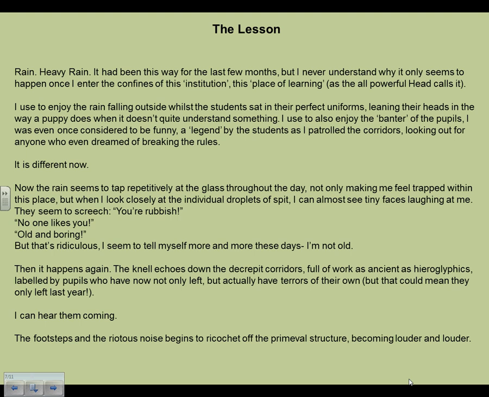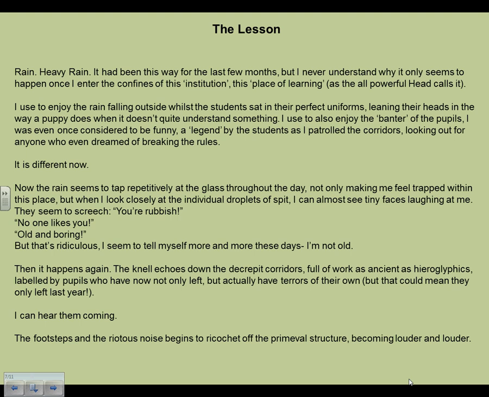I used to enjoy the rain falling outside whilst the students sat in their perfect uniforms, leaning their heads in the way a puppy does when it doesn't quite understand something. I used to enjoy the banter of the pupils. I was once even considered to be funny, a legend by the students as I patrolled the corridors, looking out for anyone who even dreamed of breaking the rules. It is different now.